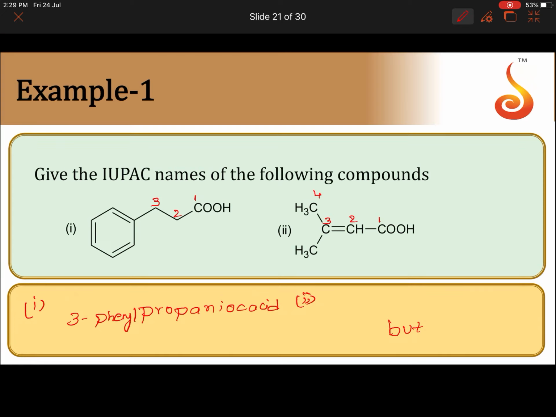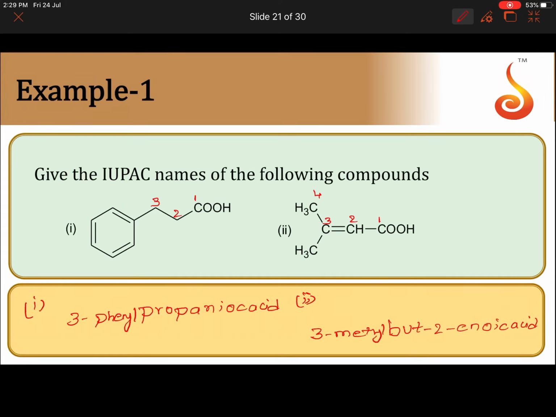And the compound is not saturated, it is an unsaturated compound. Where is the double bond? On the second carbon atom. So but-2-ene, last letter E should be replaced by oic acid. But-2-enoic acid. And what is there on the third carbon atom? Methyl group. So it is 3-methyl but-2-enoic acid.